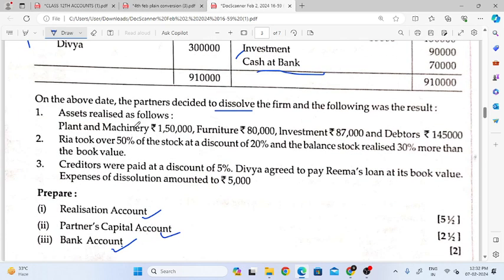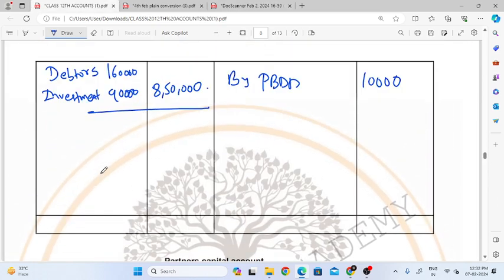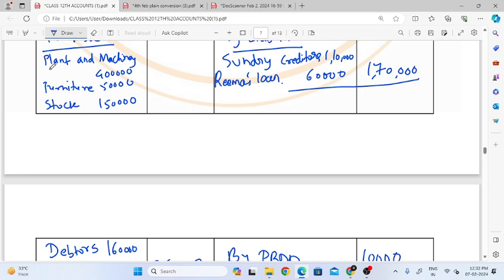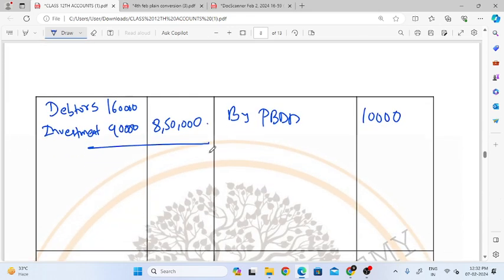Plant and machinery. On the above date, the partners decided to dissolve the firm, and the following was the result. Assets realized as follows. Plant and machinery, they sold it for 1,50,000. Furniture 80,000, investment 87,000, debtors 1,45,000. So like this we have to take the amounts over here. Since we took the assets on the debit side, now we are selling them off, we are going to take them on the credit side under the head by bank account.